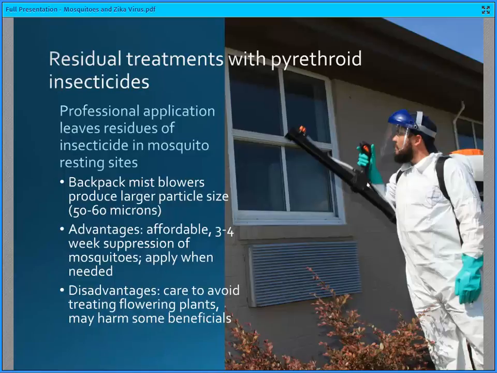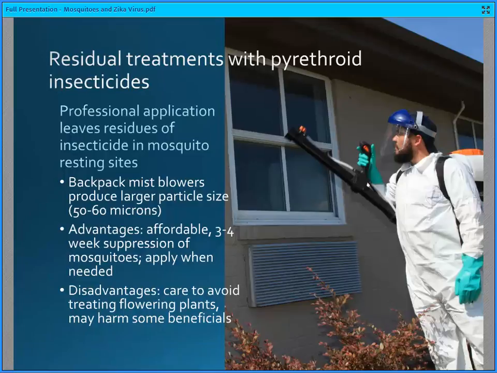They produce a particle size that's larger than what you'll get with these municipal mosquito trucks that put out adulticides for mosquitoes, but much smaller particles than what you would typically get out of a hose sprayer or a power sprayer. This allows the insecticide to penetrate foliage a little better. It's an affordable way to put out mosquito control insecticides. Typically it should provide 3 to 4 weeks of suppression of mosquitoes. And it can be applied just when needed and just where needed. So it's a very flexible form of mosquito treatment.